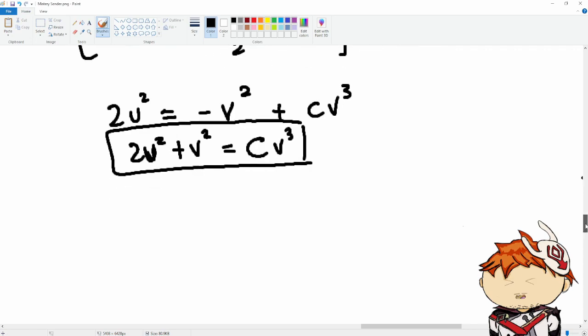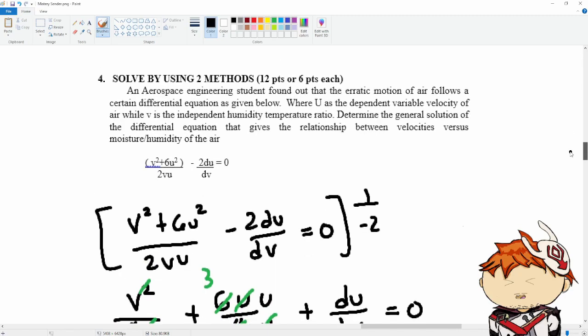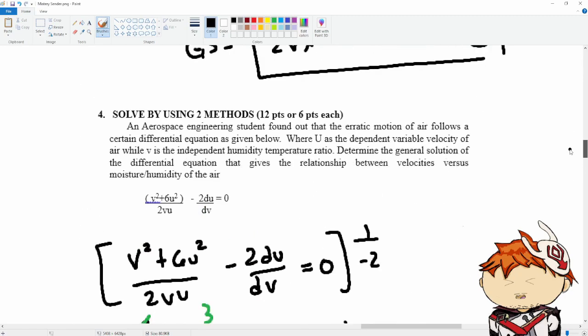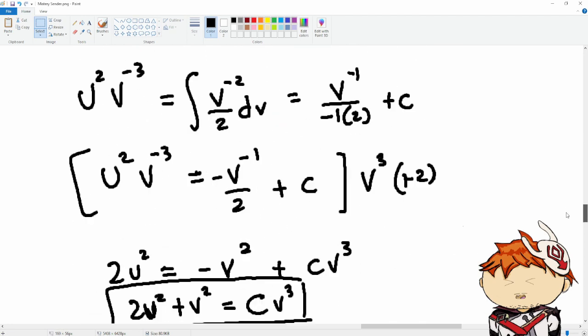Whew. Okay, I'm getting tired. It's the last equation. So that's the Bernoulli method. You know what? I'm easy for a no-brain, not-thinking method.